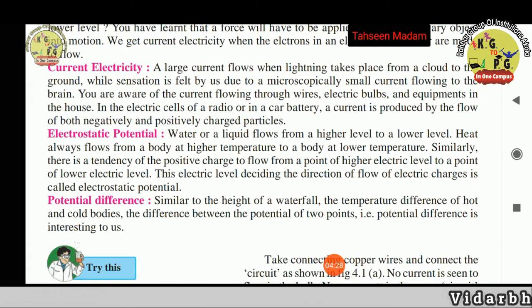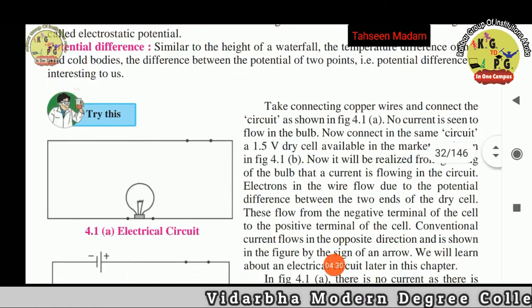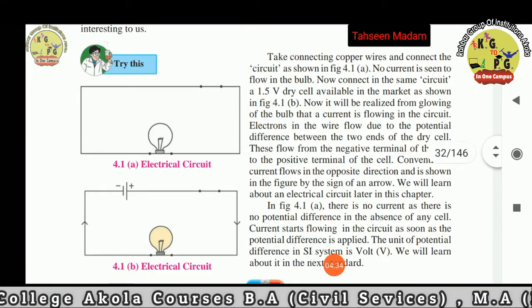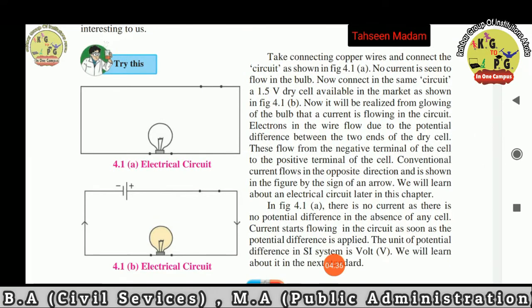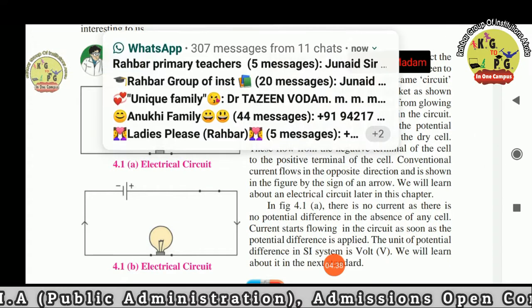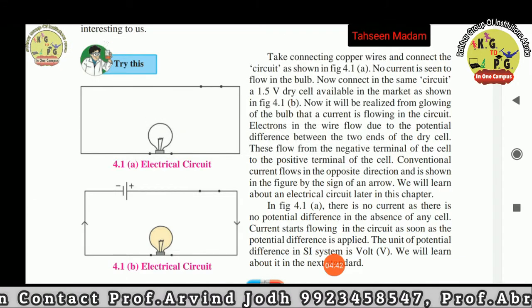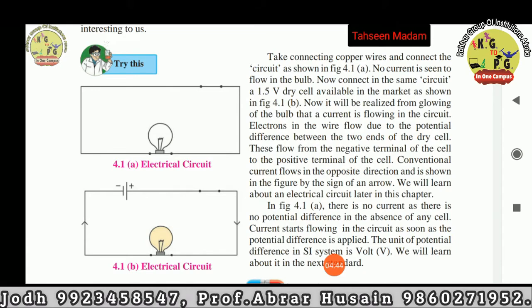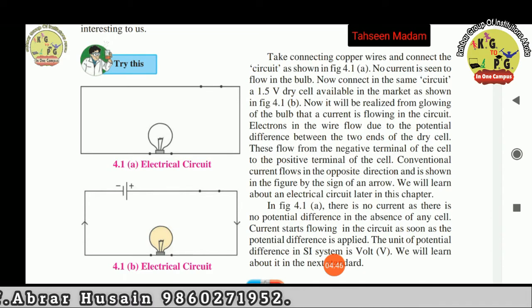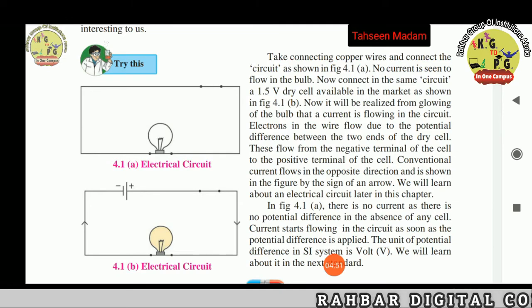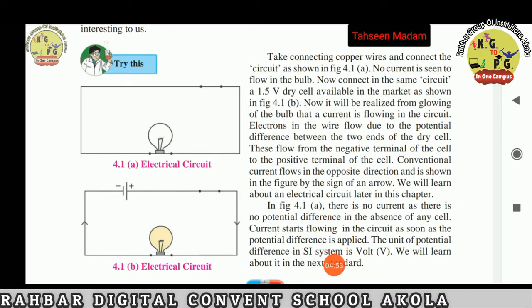Try this. Take connecting copper wires and connect the circuit as shown with the bulb. Now connect in the same circuit a 1.5 volt dry cell available in the market, as shown in figure 4.1b.